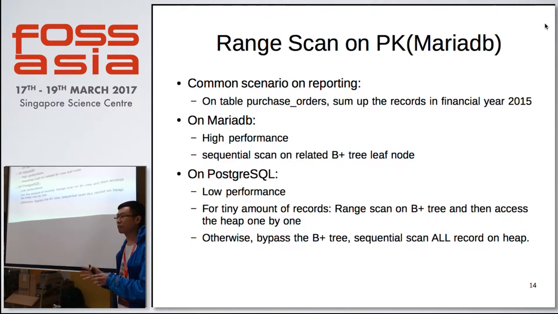We can, by some means, locate the first auto increment primary key of this financial year start, and also the primary key of this financial year end. And then we perform a range scan, for example, the records with ID between 1234 and 2000. In MariaDB, the range scan is very high performance. I will show you later. But in Postgres, the range scan is low performance. I will show you later.